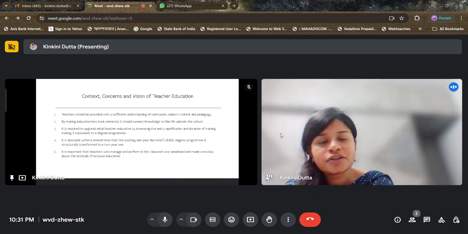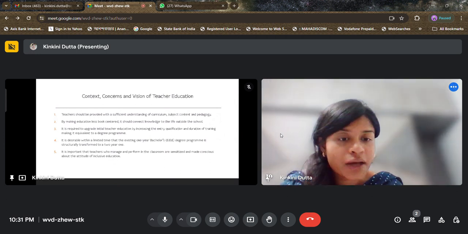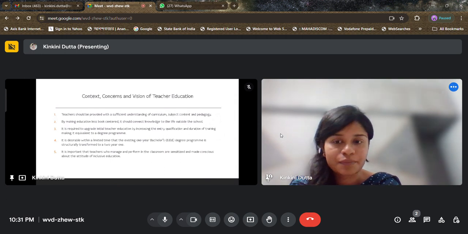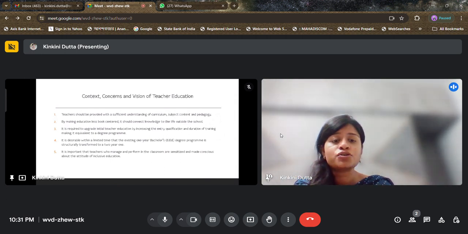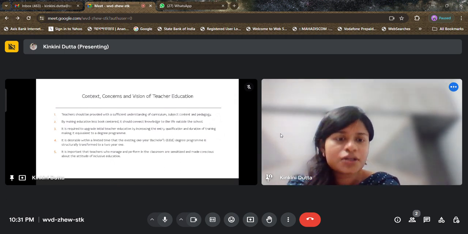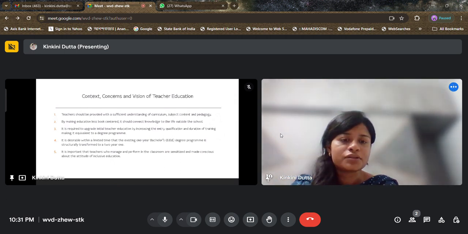So if we are teaching and it is not related to the child's context or background, it is very difficult for the child to understand or visualize the concept. And hence your pedagogy, your curriculum or your activities will be placed in such a way which is real life, which is an example to the child's background. That is why context is important.